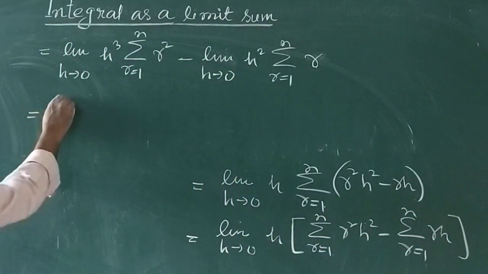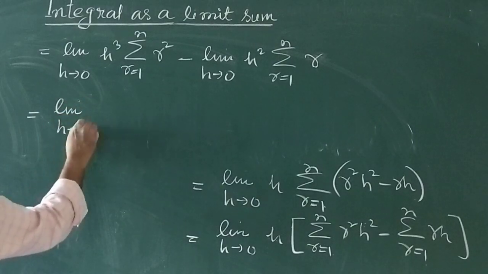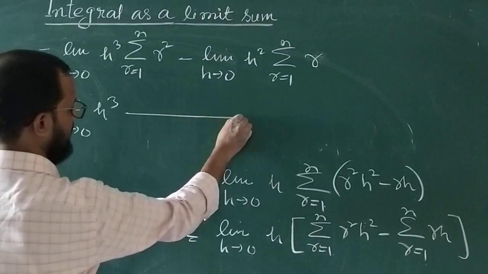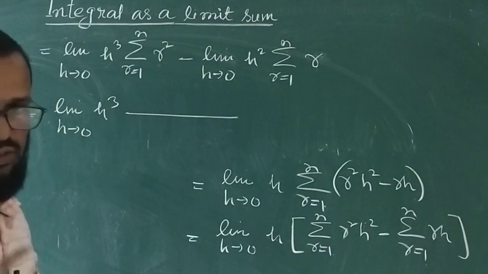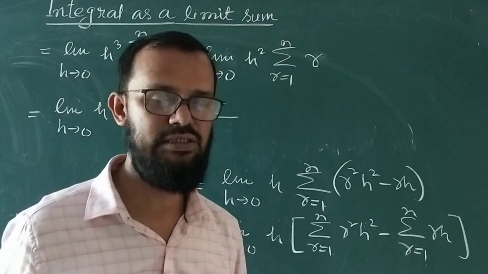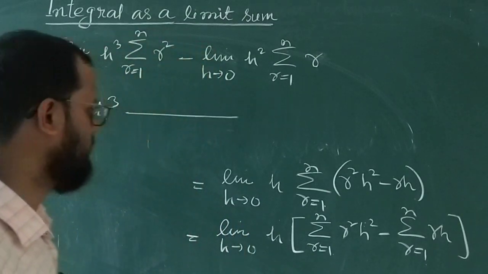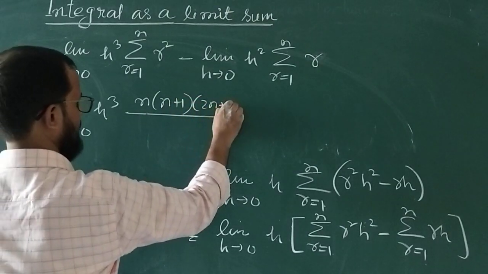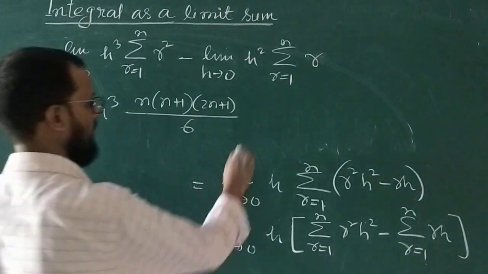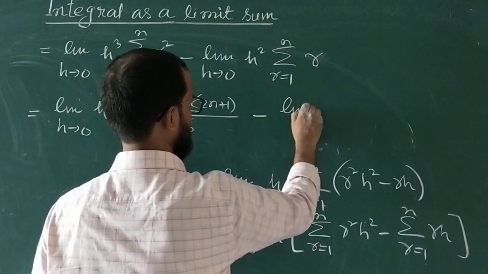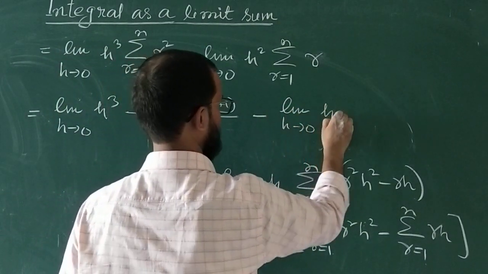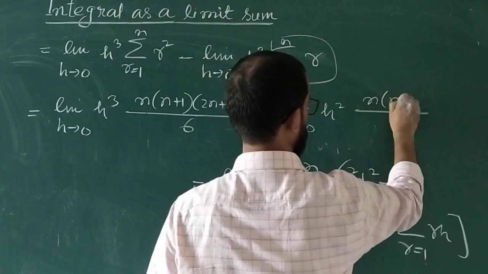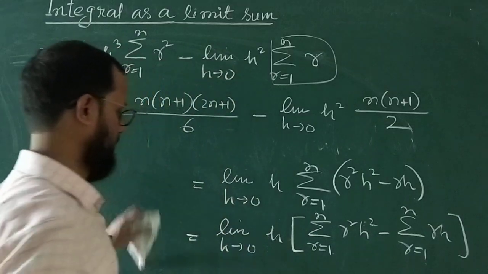Now this is limit h tends to 0 of h cube, and this result is what? It is nothing but 1 square plus 2 square plus 3 square dot dot dot n square, and this sum is what? n into n plus 1 into twice n plus 1 divided by 6. And in this also, what is happening? Limit h tends to 0 of this is h square, and this summation we already know: n into n plus 1 divided by what? 2. Okay.